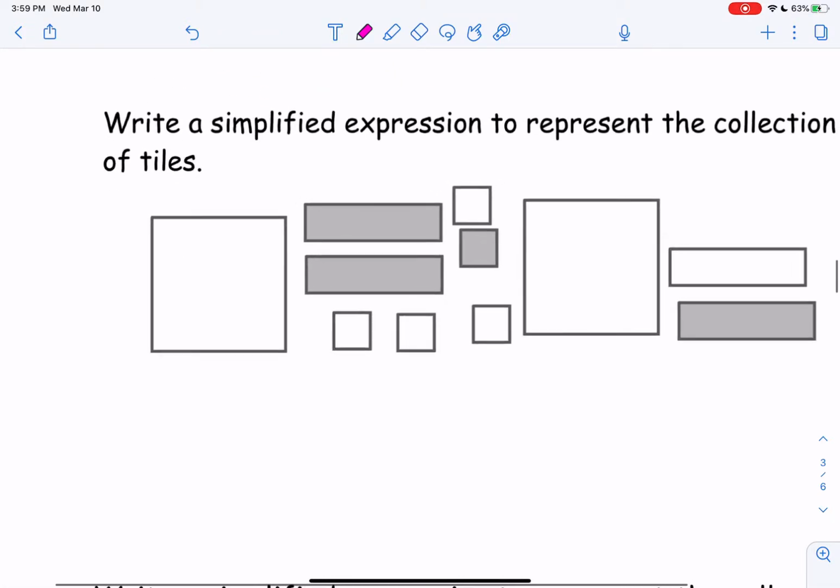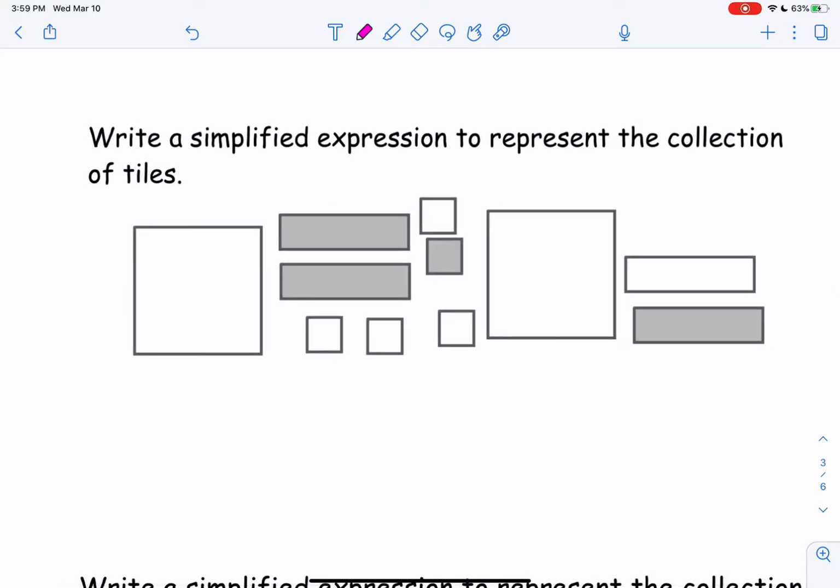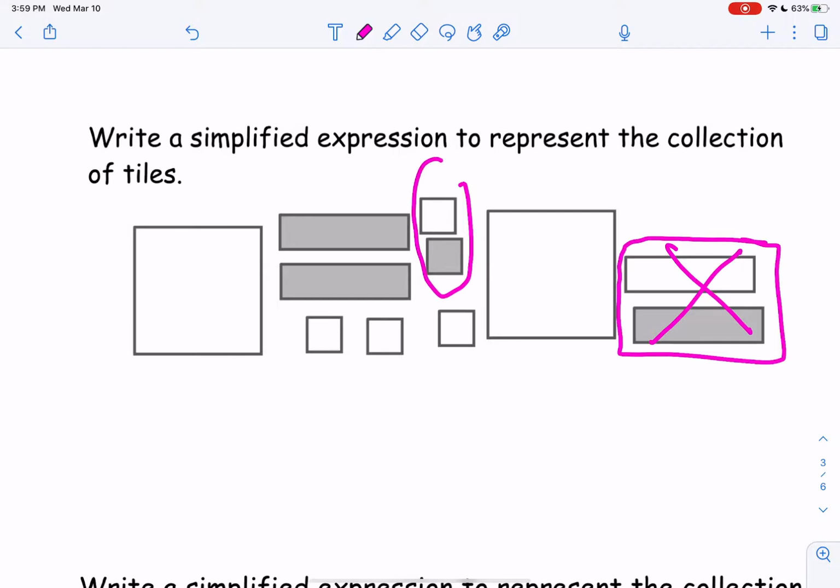Write a simplified expression for this collection. Okay, once again, I'm going to start with my x squareds. I see 2 negative x squareds, but I don't see any positives, so I can't make any zero pairs there. For my x's, it looks like I have 3 positive x's, the 3 gray ones, and only 1 negative white x tile. So that means these two could be a zero pair and cancel out. Now I look at my 1 squares. Here's 1 white and 1 gray, so I know those two would cancel each other out.